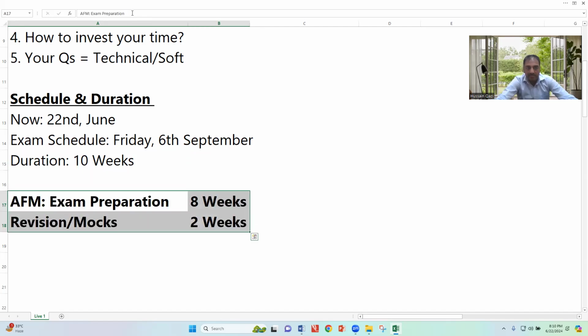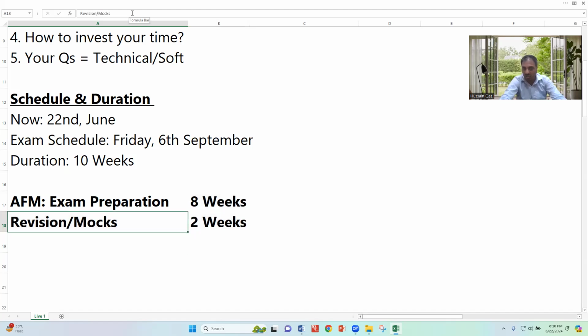So you can split your 10 weeks into AFM exam preparation for 8 weeks and revision and mocks for 2 weeks. So this is the schedule and duration, and you have to invest your time with this 8 and 2. That's 80-20: 80% of your time for exam preparation and 20% for the revision and the mocks.